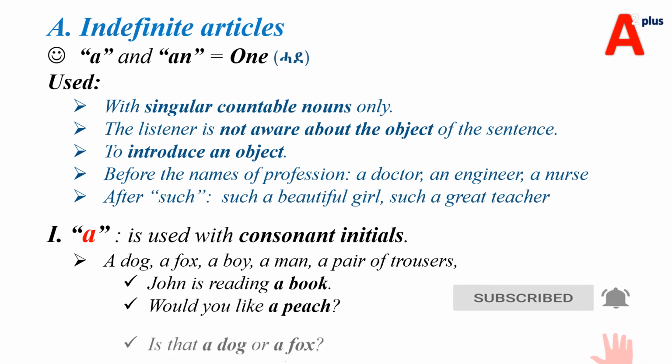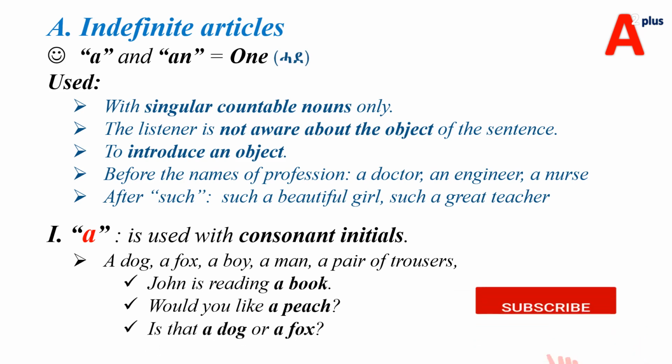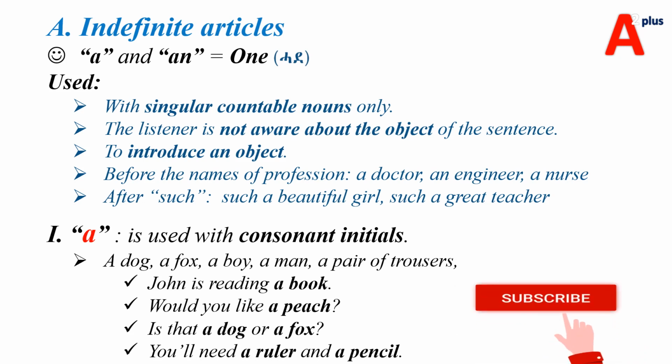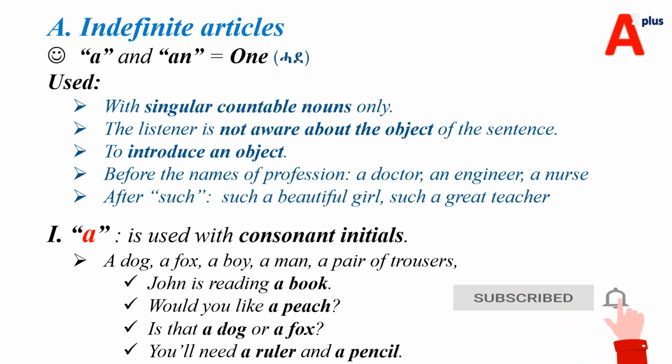So first one is after the word such: such a beautiful girl, such an amazing story. Okay, so these are words where we use a and an, which have different functions. A is used with consonant initial.